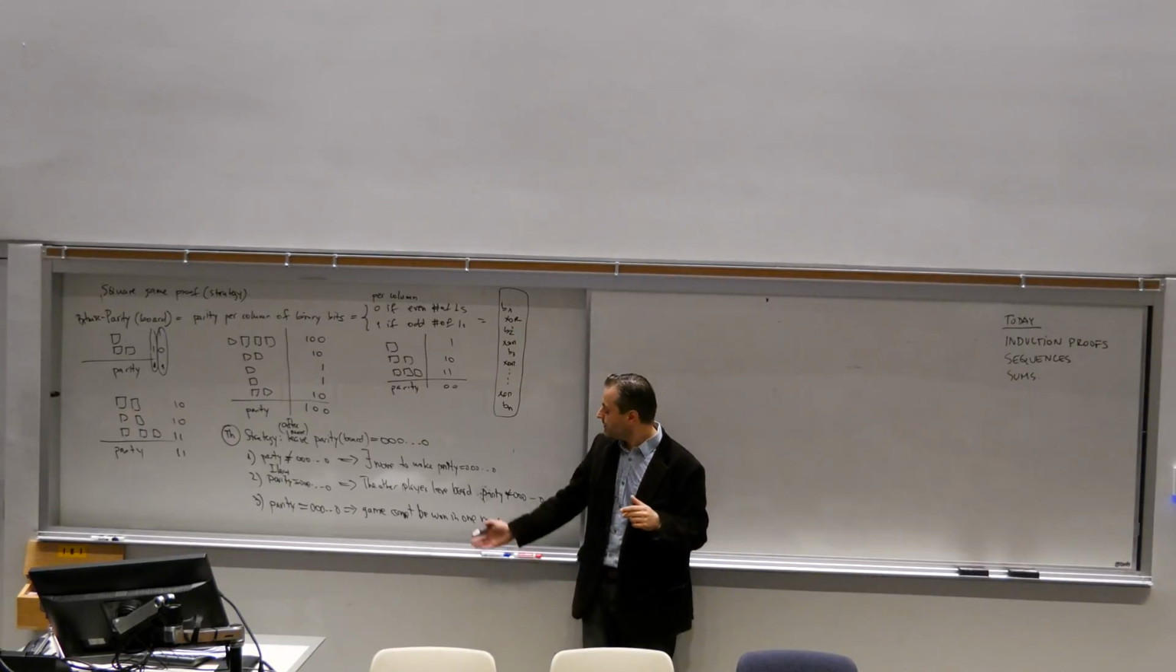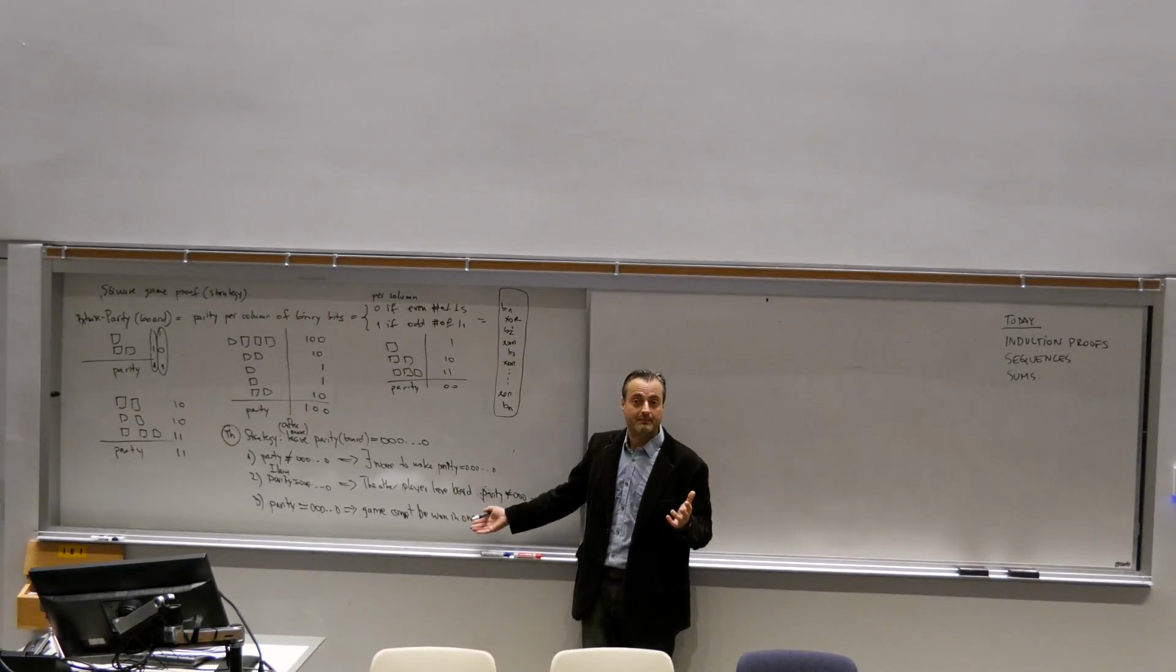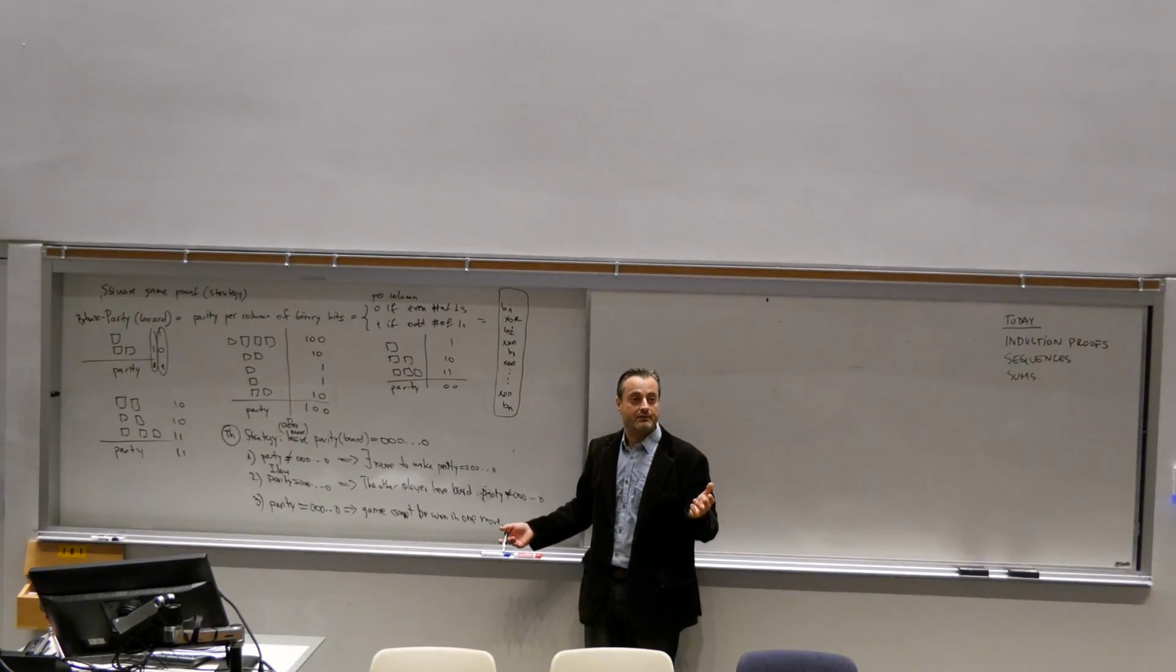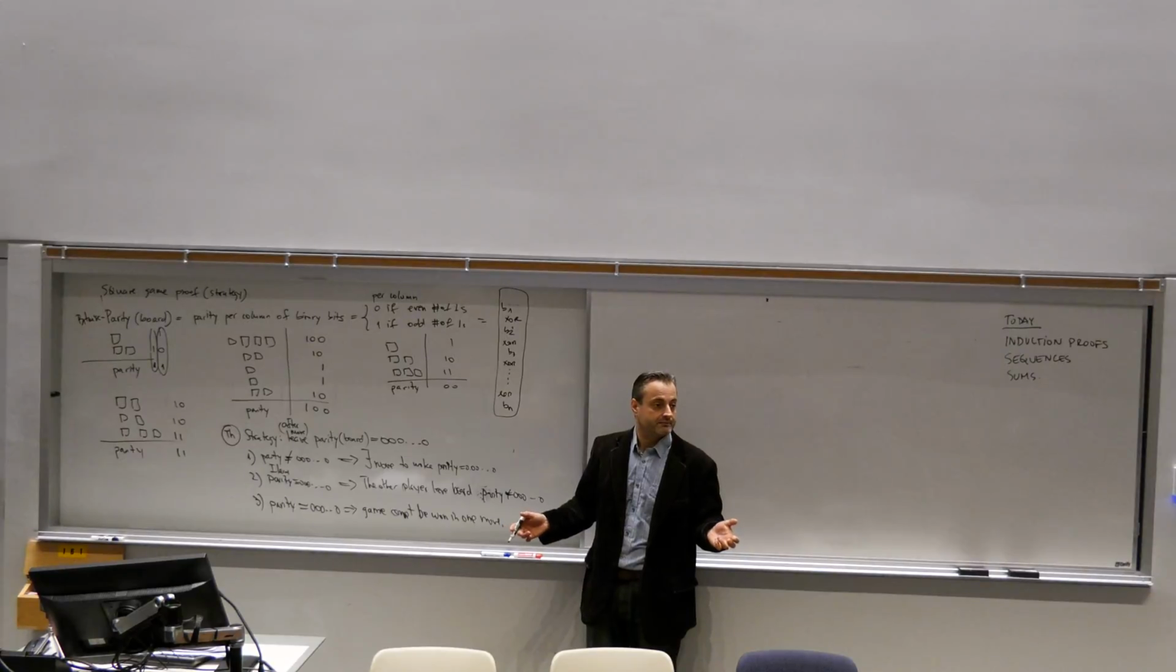At least 2. There's no way to get the parity 0, 0, 0, 0 with only one row. That's not empty. So there must be at least 2 rows. Therefore, my opponent, who can take pieces only from one row, cannot finish the board.